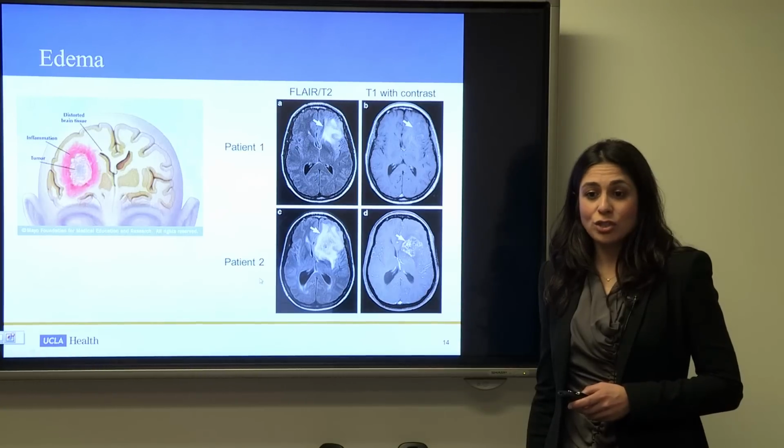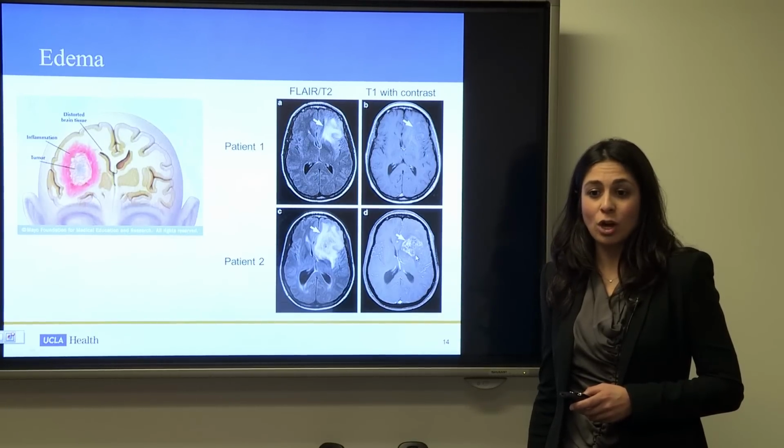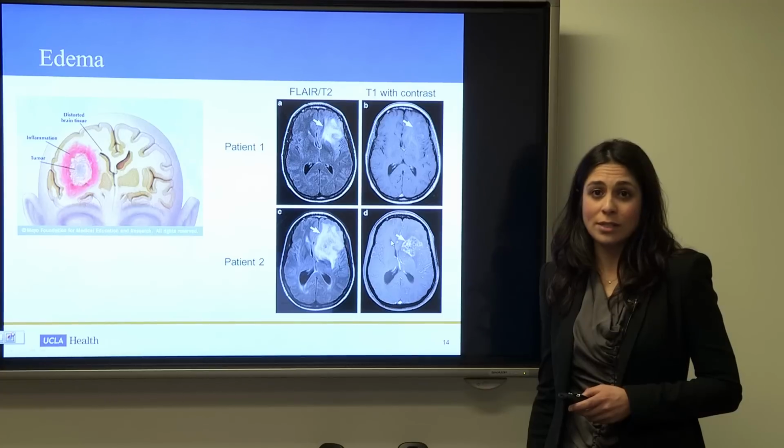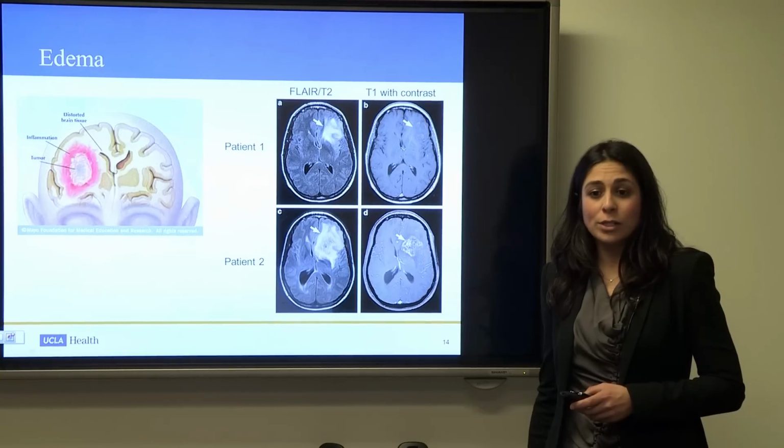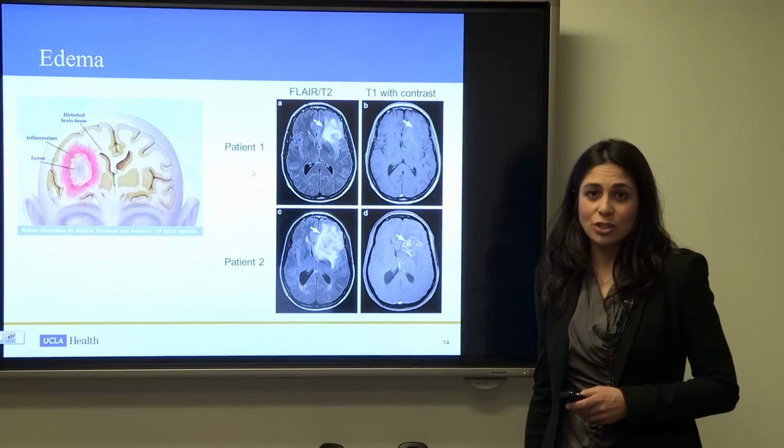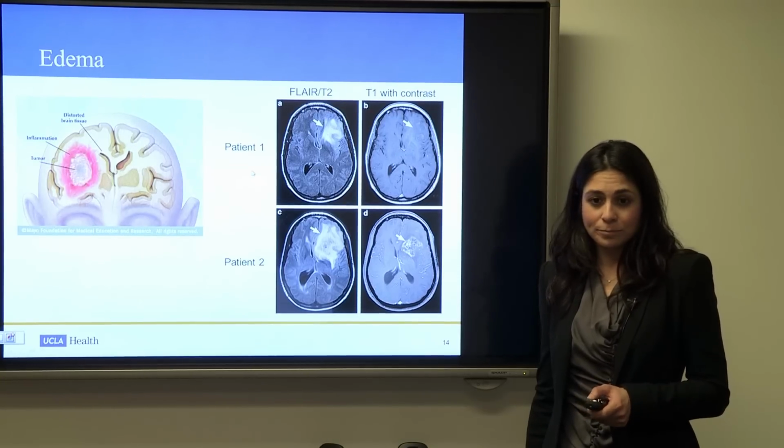Now, if you look at patient 2, looking at the contrast scan, you can actually see that the mass is picking up the contrast, and you can actually see what's causing the distortion. And you can see here in the FLAIR that the edema is much more prominent. Well, patient number 2 is a very typical representation of a higher grade glioma, whereas patient 1 is a typical representation of a lower grade glioma.